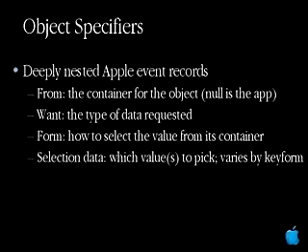The 4 parts are basically the container of the object, that's the from part, the type of data that's being requested, which is the want, how to select a value from the container, which is the key form, and we'll be talking a lot about key forms, and then using that key form, which one to pick, okay? So if I say I want folder 1 of startup disk, that's basically from is startup disk, want is a folder, form is by absolute position, and selection data is 1, okay? So that's a fairly simple object specifier, but they can be more complex.